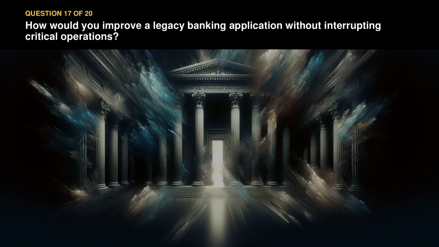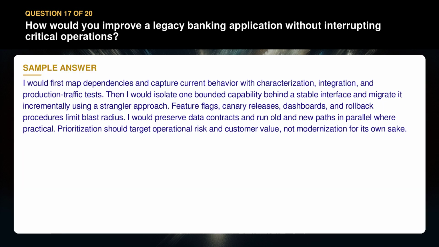Question 17. How would you improve a legacy banking application without interrupting critical operations? I would first map dependencies and capture current behavior with characterization, integration, and production traffic tests. Then I would isolate one bounded capability behind a stable interface and migrate it incrementally using a strangler approach. Feature flags, canary releases, dashboards, and rollback procedures limit blast radius.